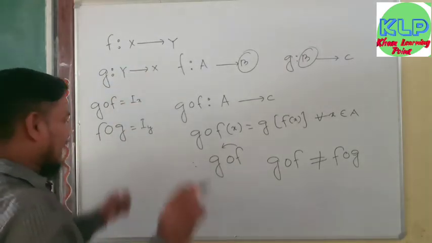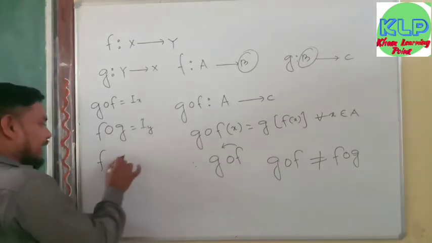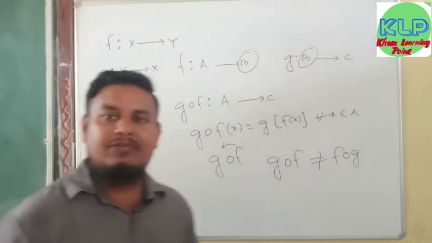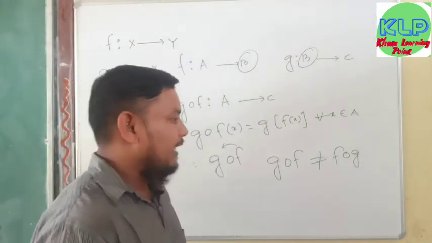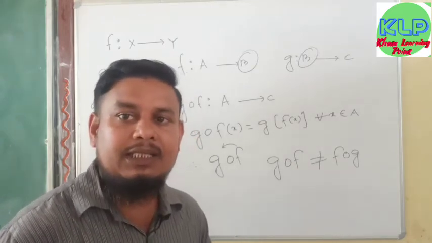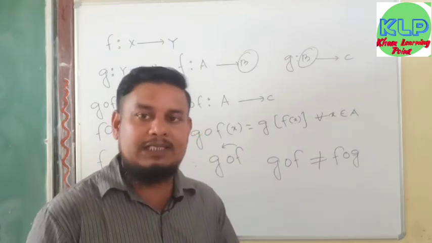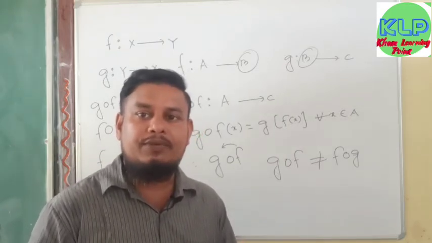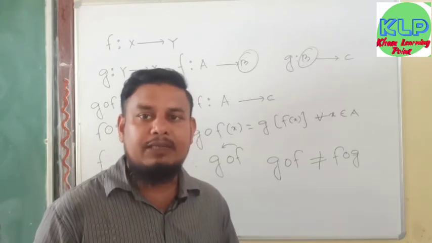Another point we have discussed is that the function f is invertible if and only if the function f is bijective. That is, if a function f is invertible, then f is both one-one and onto, and conversely if f is both one-one and onto, then f is invertible.